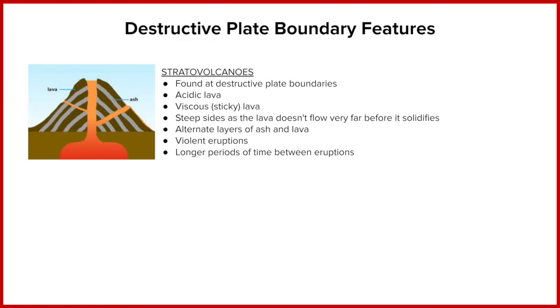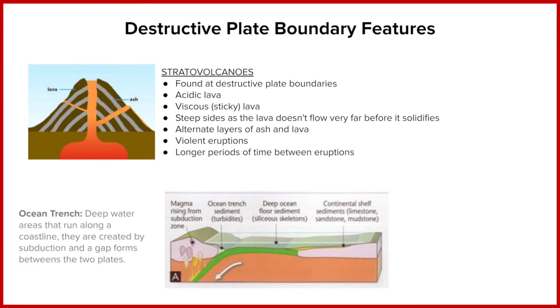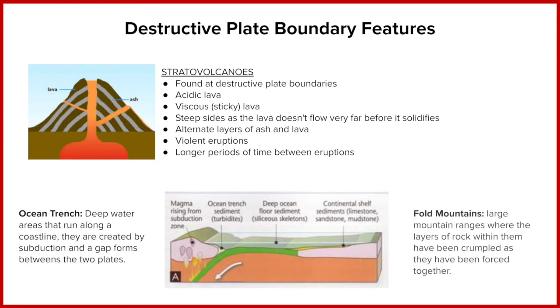If you think back to the Icelandic eruptions of 2010, the ash actually blocked the skies so that international travel couldn't occur in planes for months at a time. So these volcanoes, when they do erupt, are really violent, but they don't erupt very often. The other two landforms we need to have a look at are ocean trenches and fold mountains.